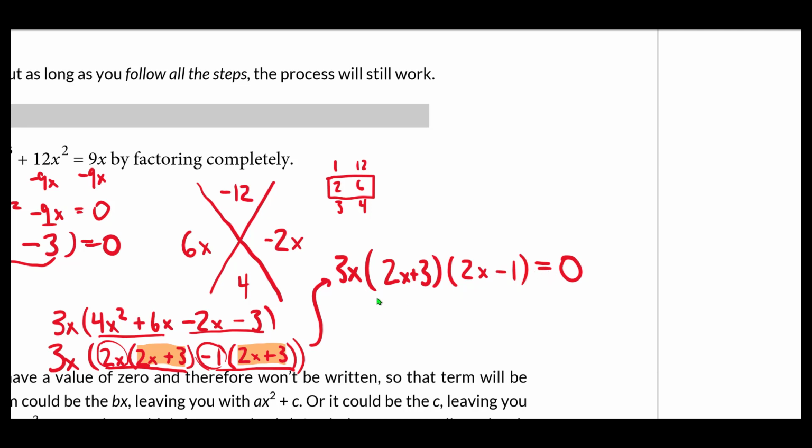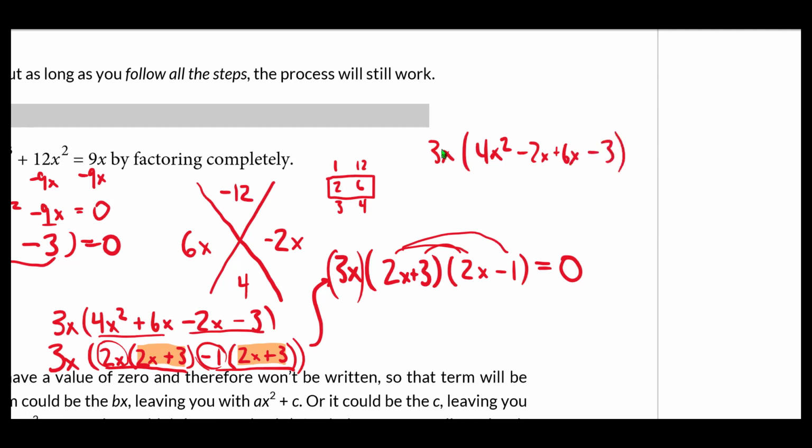And now, these are the three factors: 3x, 2x plus 3, and 2x minus 1. Now remember, I should actually distribute this and make sure that everything works out well. 2x times 2x is 4x squared. So 3x is on the outside. So 2x times negative 1 is minus 2x. 3 times 2x is plus 6x. 3 times negative 1 is negative 3.